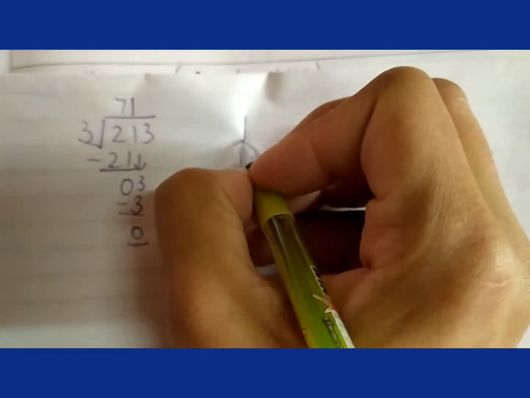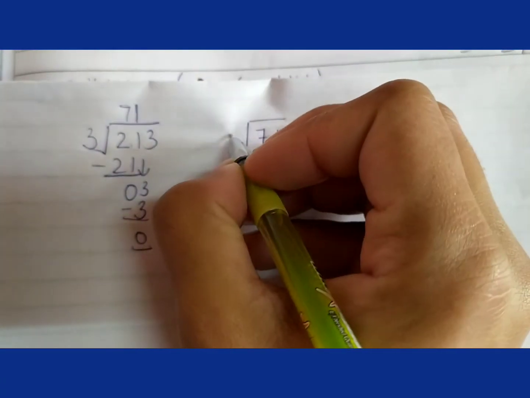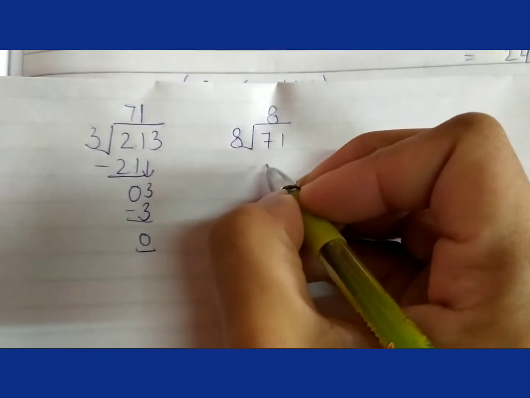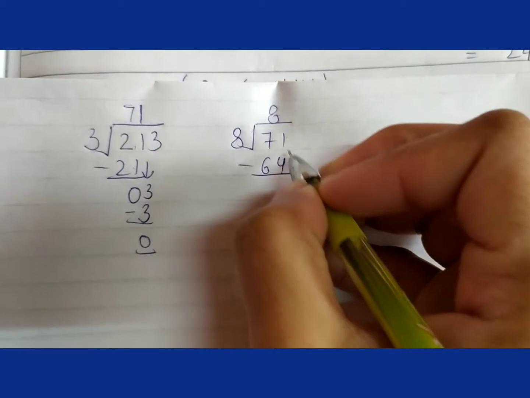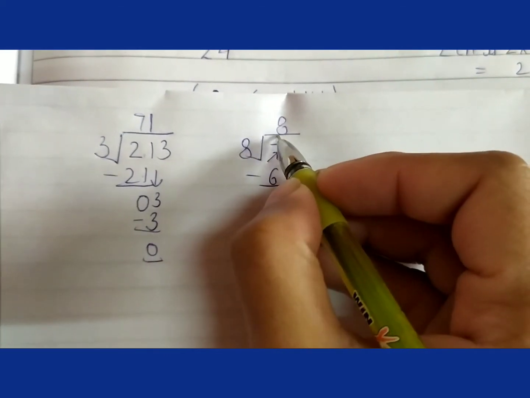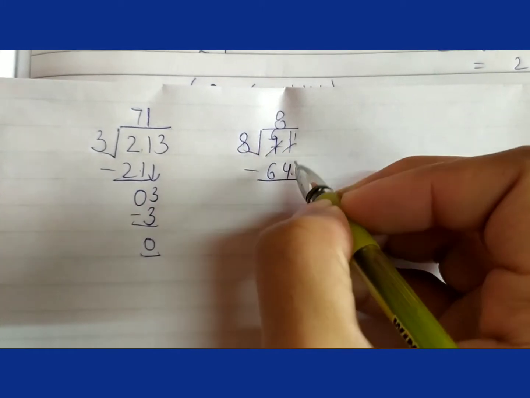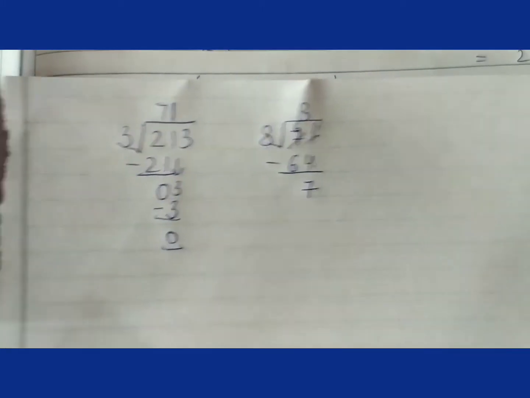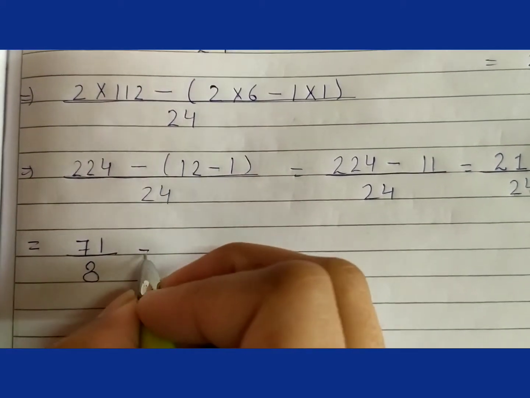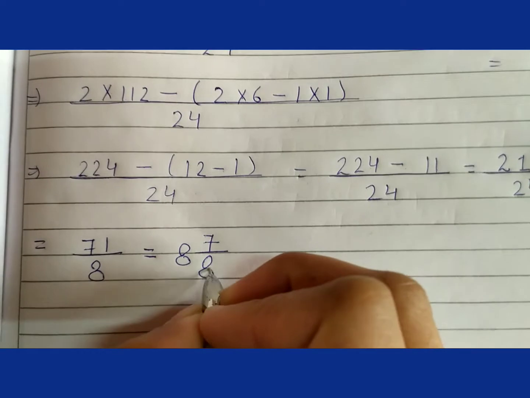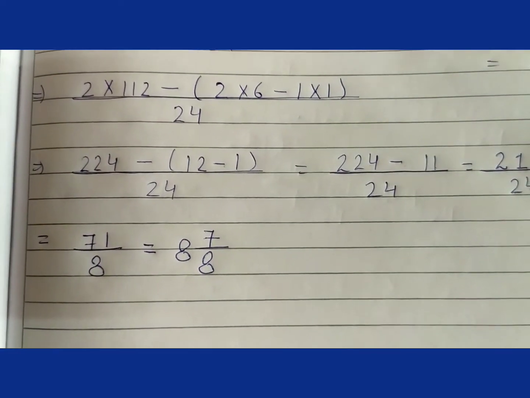71 divided by 8. Children, 8 8s are 64. 1 minus 4, 1 is smaller than 4. Borrow 7 from 6, 11. 11 minus 4 equal to 7. Write in mixed number, that is 8 7 upon 8. This is the answer. Okay.